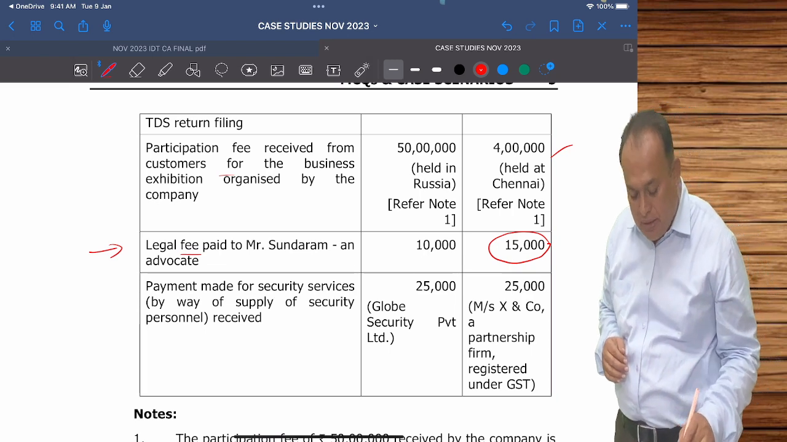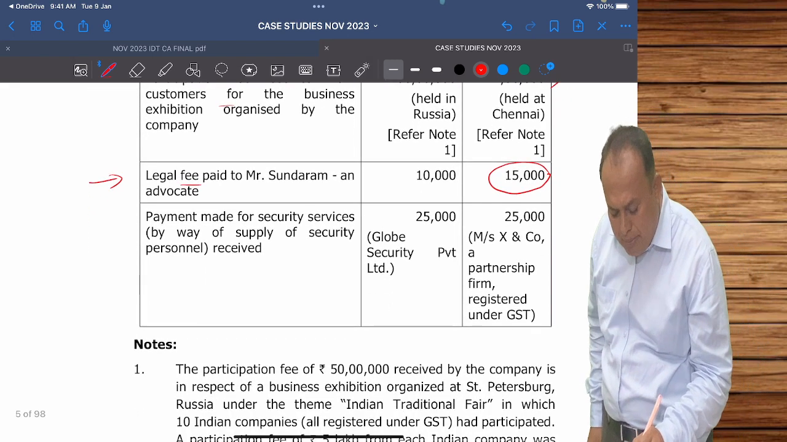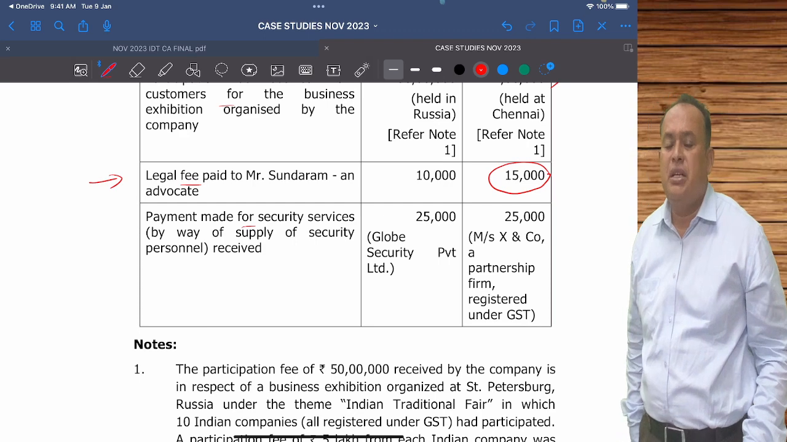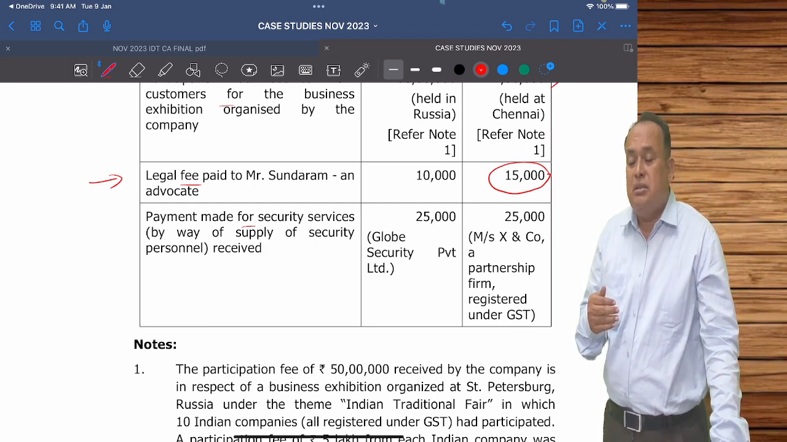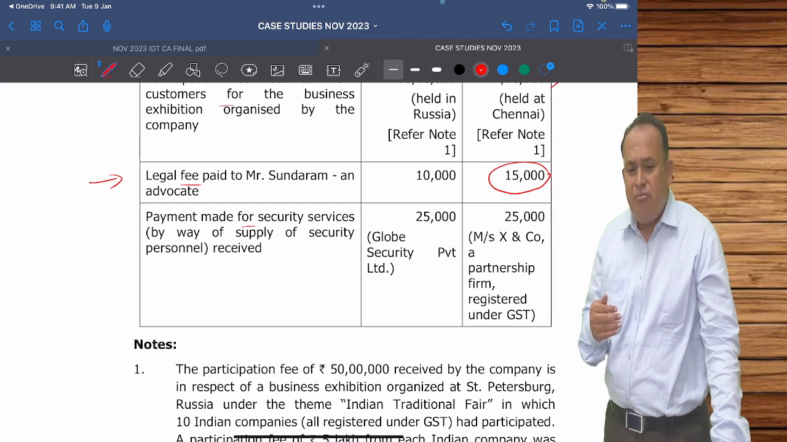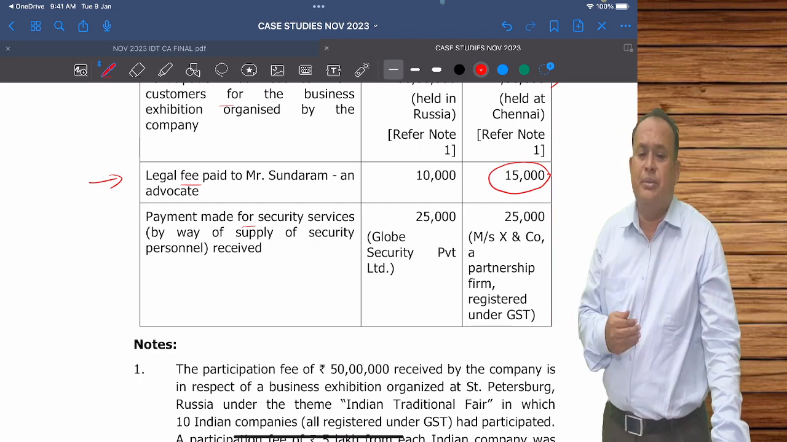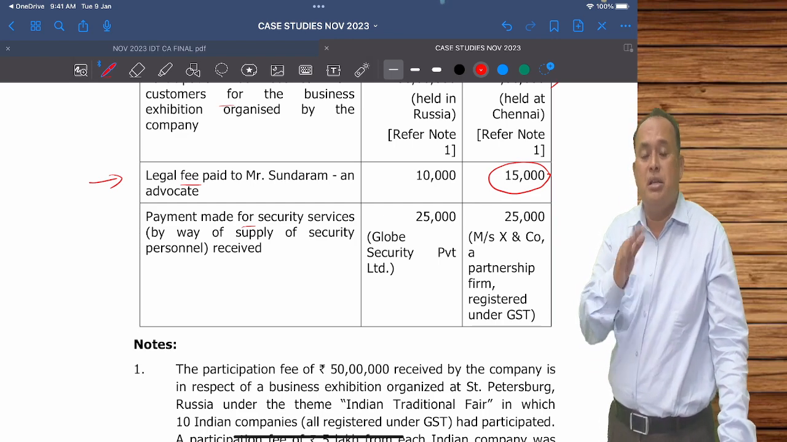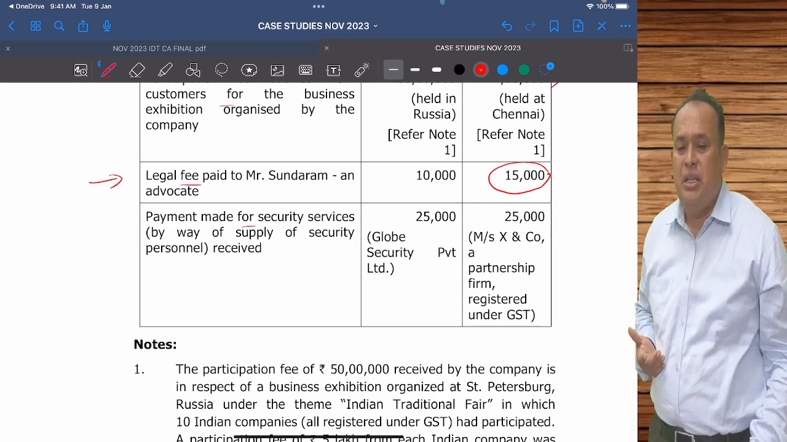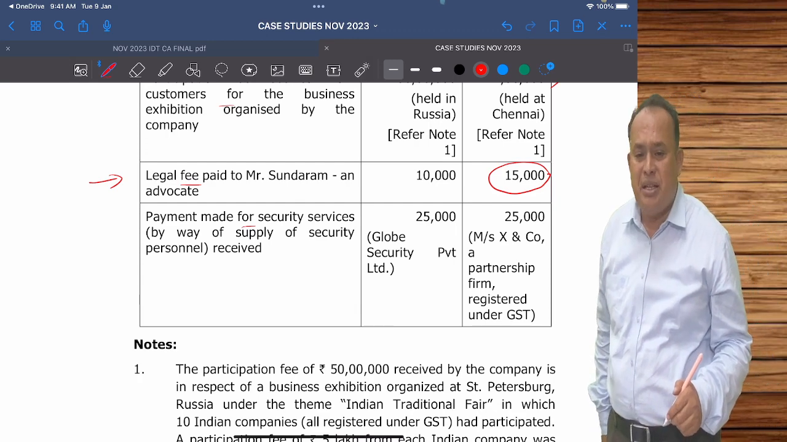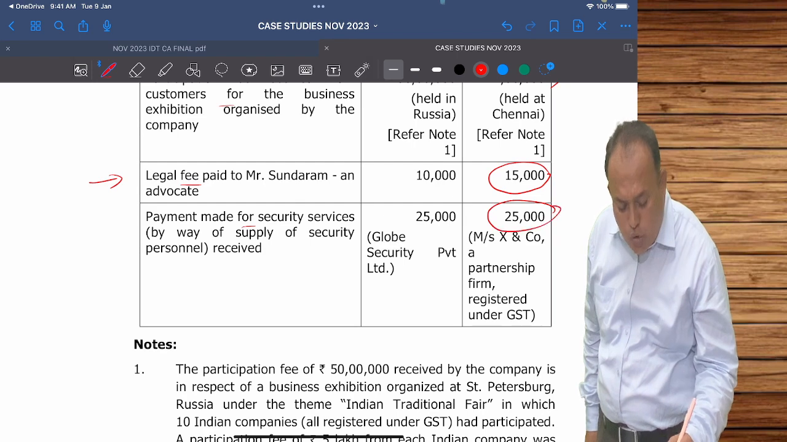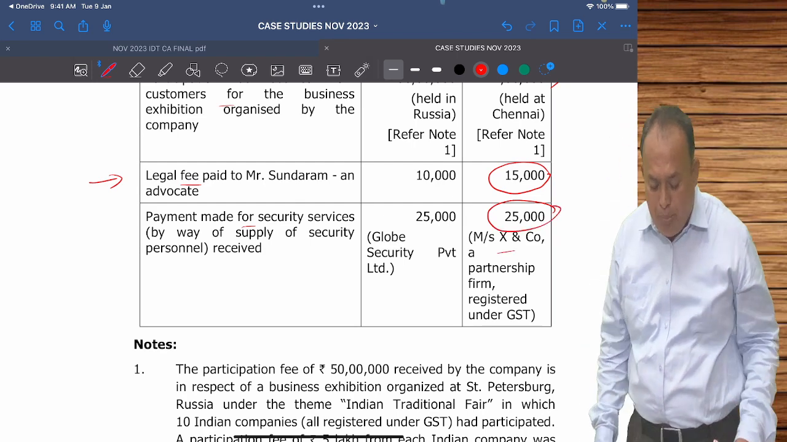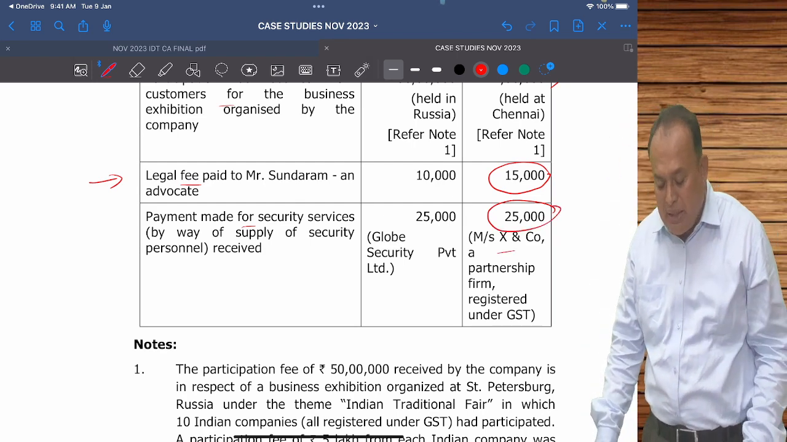Mumbai office 15,000. Thereafter, payment for security services. So, security is paid by Disha Enterprises. That is what we can call here security service received. Who received? Disha Enterprises, being a body corporate. From whom they received? See, payment made for security services, which is here Mumbai 25,000. To whom they paid? X and company, a partnership firm registered under GST.